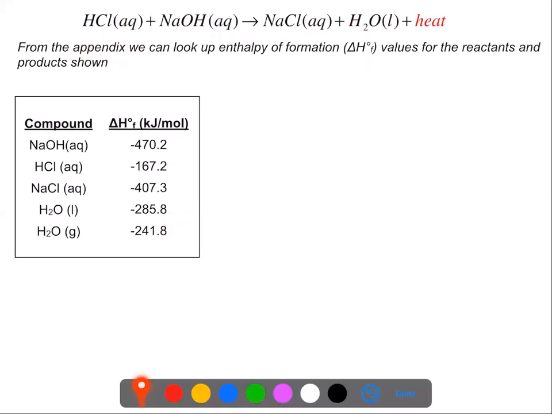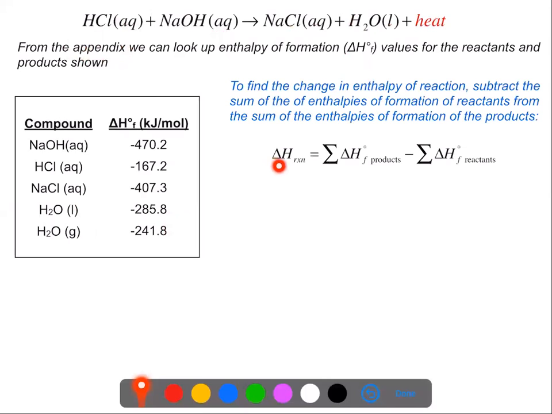What we're then going to do is, the delta H of reaction is going to be equal to the final minus initial, which is the same thing as saying it's going to be equal to the sum, so this symbol means sum, of all of the heats of formation of the products minus the sum of all of the heats of formation of our reactants.